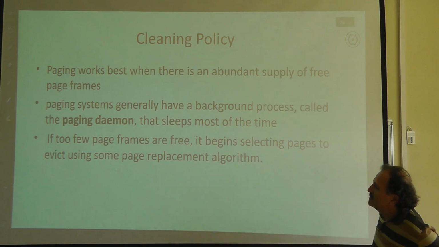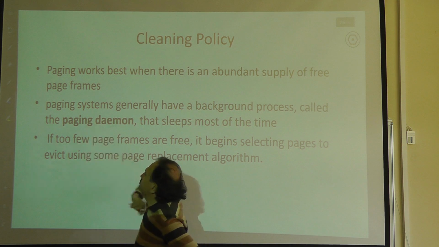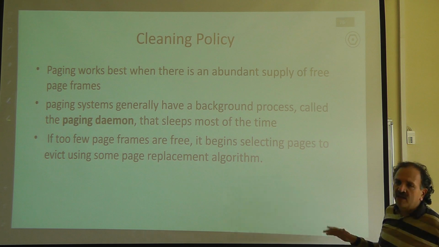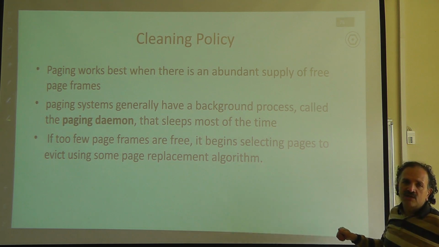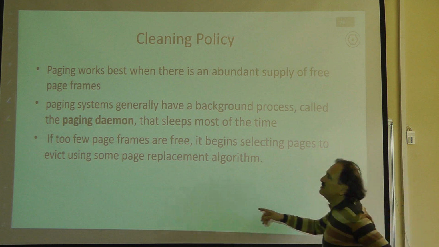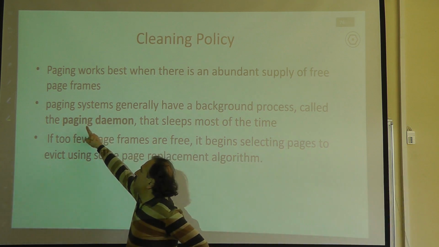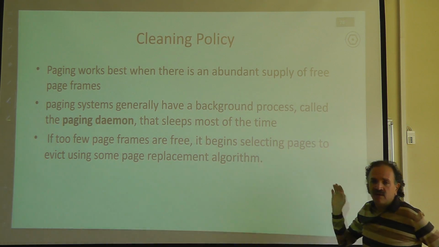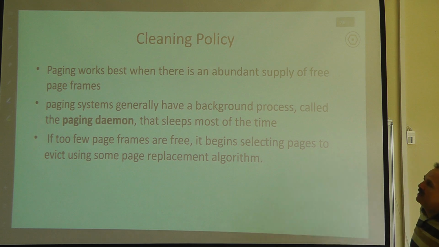So there is a daemon, the paging daemon. It is sleeping all the time. It wakes up when there are no free pages available, and it clears some of the pages. It writes them to the disk if they are dirty. It makes them available and goes to sleep again. If too few page frames are free, it wakes up and begins selecting pages to evict using some page replacement algorithm. So this background process wakes up and runs this page replacement algorithm, whatever it is using, to make some pages available.